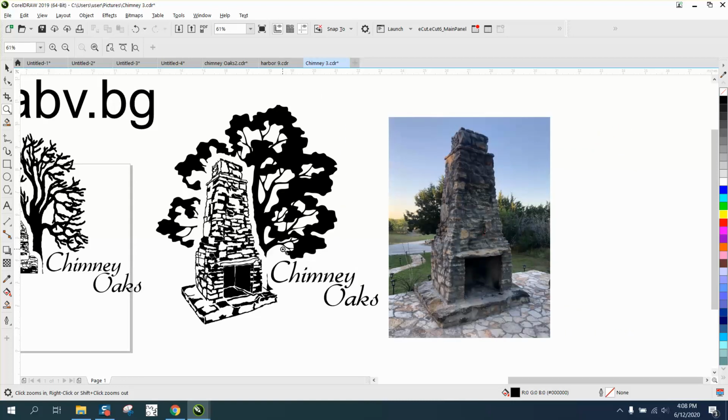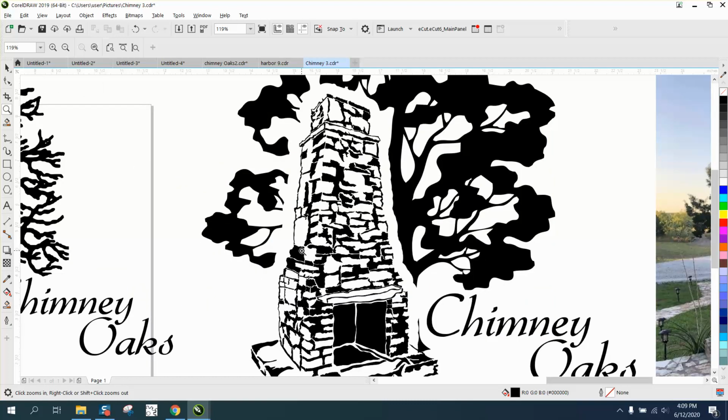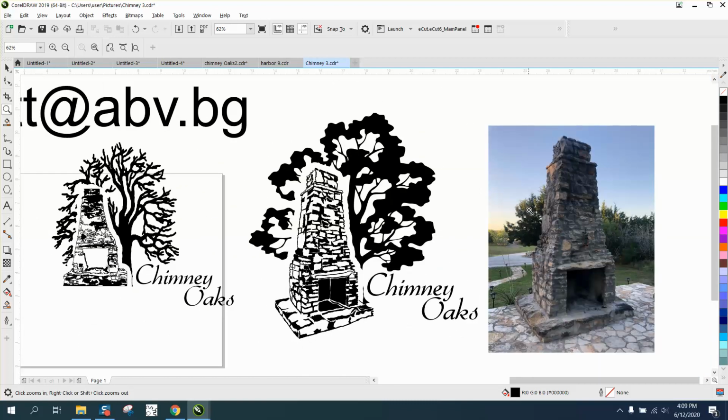I sent out a question, and they recommended a couple people, and I sent him a request, and he turned this around in probably a half a day. I didn't ask him for any hurry or special treatment. I just told him what I wanted. I've added the tree because it's chimney oaks, but he did the chimney part, and it is outstanding. It's exactly what I wanted, and I couldn't have done it better. And I probably never could have done this.